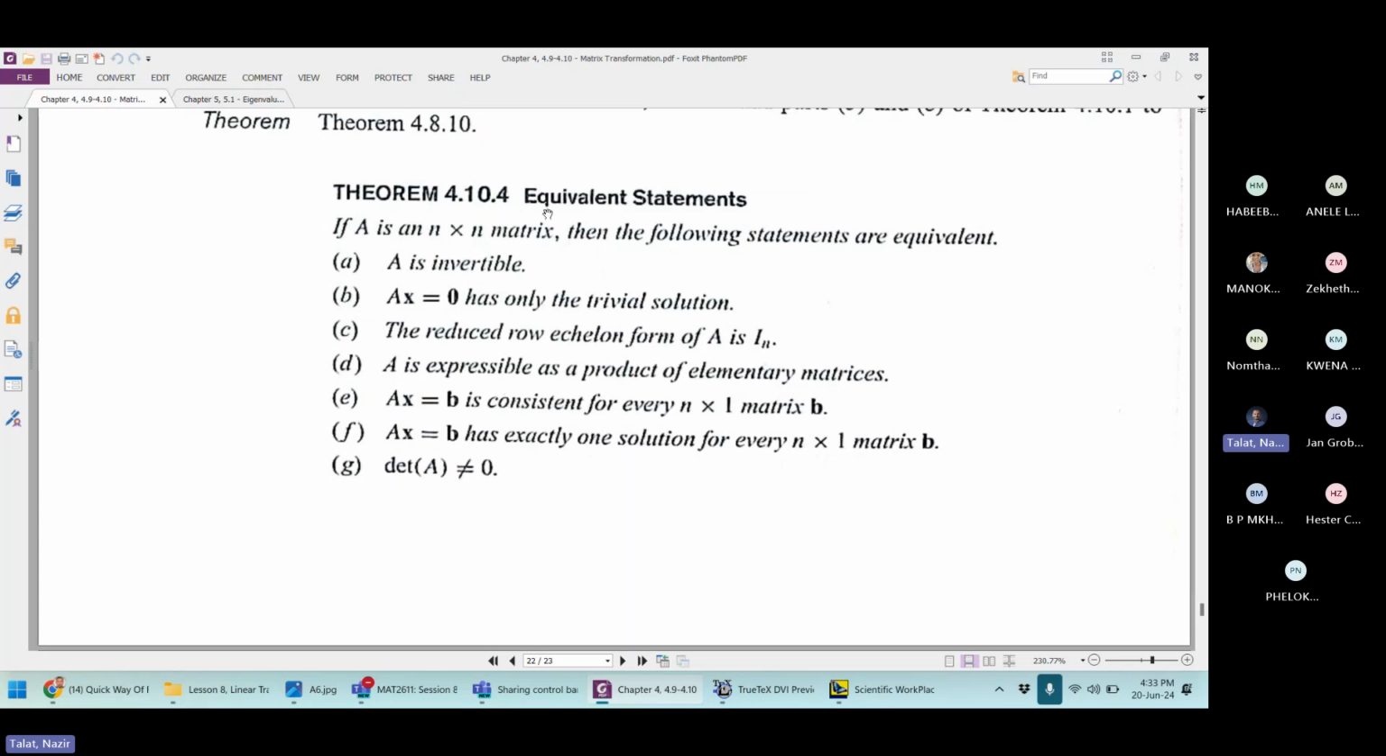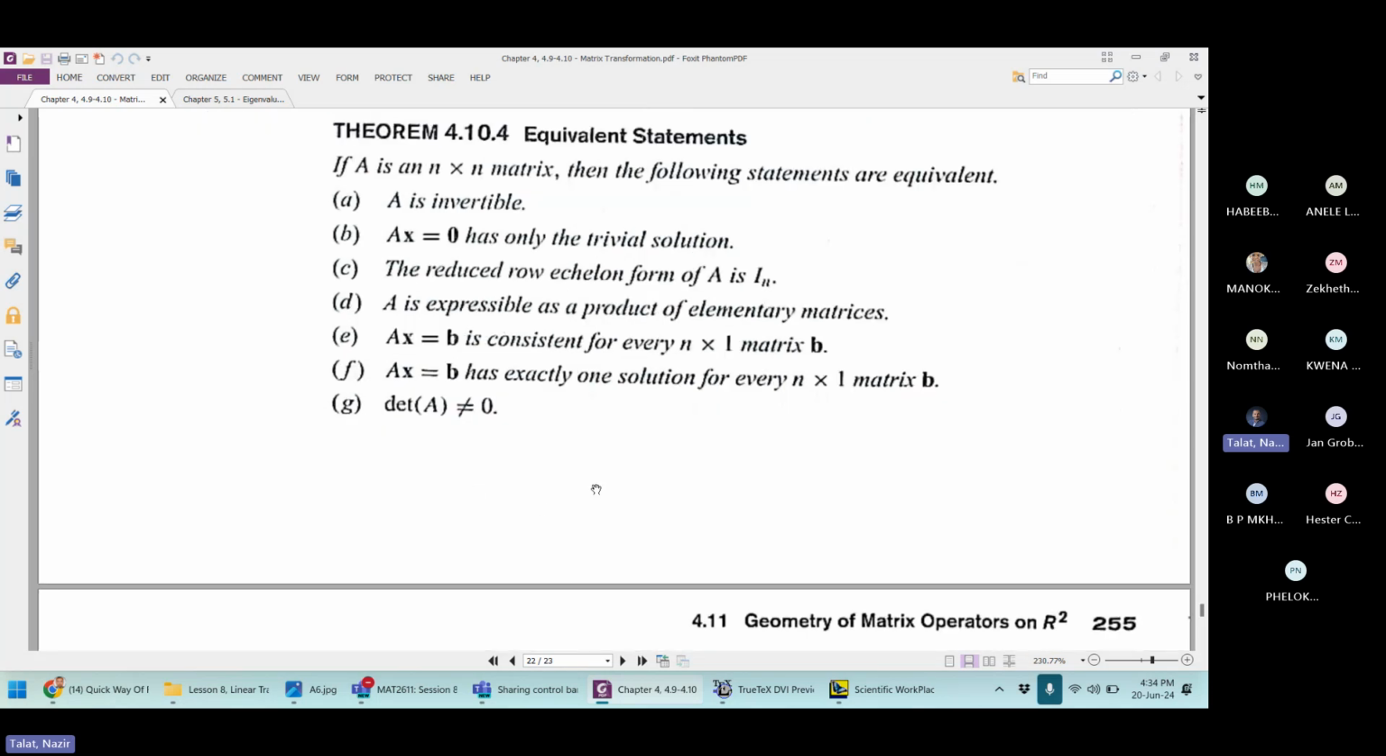and if you know that behind the linear transformation there is a matrix A, and if A is invertible, then it means Ax equal to 0 has only the zero solution, which is called the trivial solution. And whenever you reduce A to echelon form, you will always get the identity matrix In. A can also be expressed as a product of elementary matrices. Ax equal to b is consistent, and it has a unique solution for every value of b. And Ax equal to b has exactly one solution, and the determinant of A will be non-zero. So these statements will all be equivalent in that case.